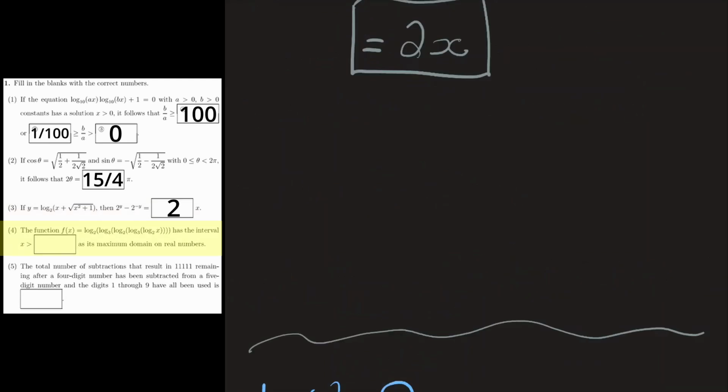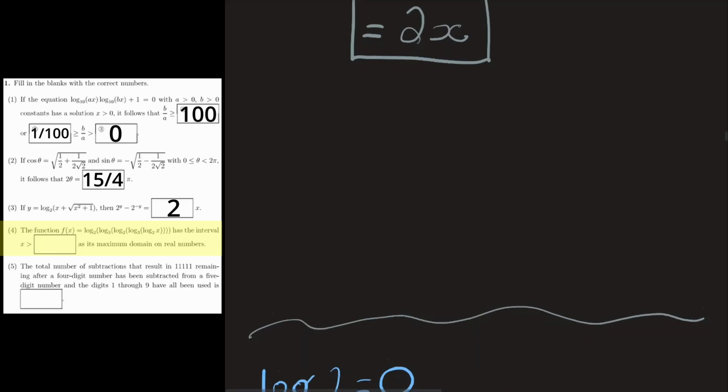So next is question 4, which says the function f of x is equal to log base 2 of log base 3 of log base 2 of log base 3 of log base 2 of x has the interval x is greater than blank as its maximum domain on real numbers.